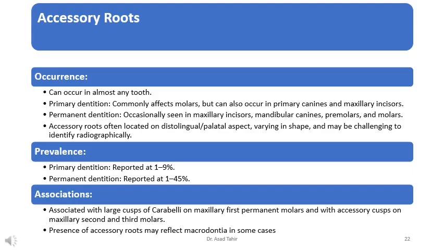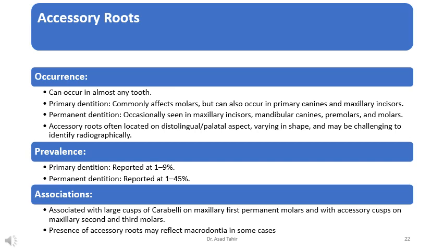Accessory roots. Occurrence: can occur in almost any tooth. In primary dentition, it commonly affects molars, but can also occur in primary canines and maxillary incisors. In permanent dentition, occasionally seen in maxillary incisors, mandibular canines, premolars, and others. Accessory roots are often located on the distal lingual/palatal aspect, varying in shape, and may be challenging to identify radiographically.